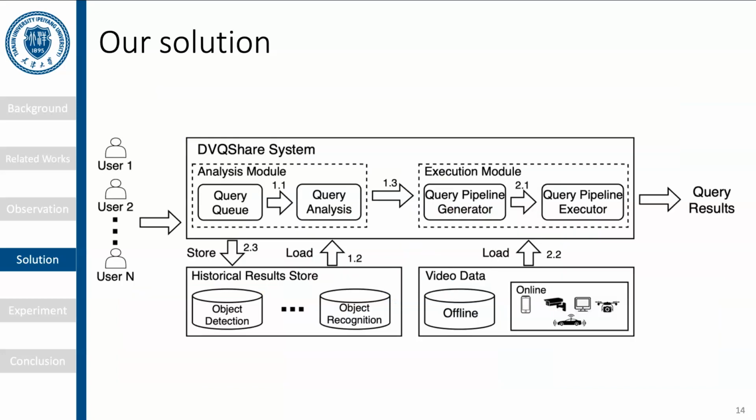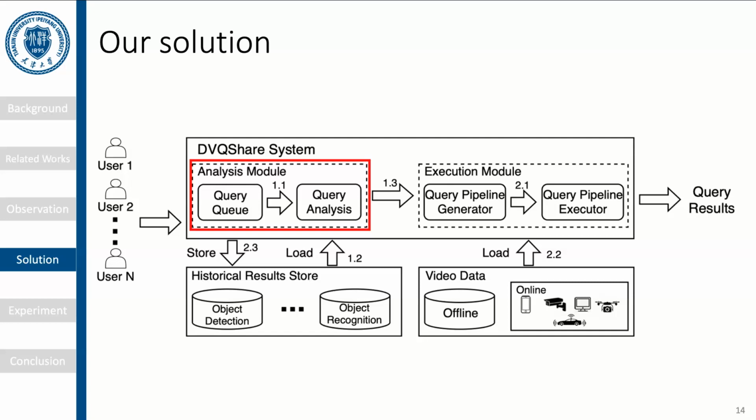The proposed DVQShare system is composed of two main components. Queries received are processed in a batch manner. In the analysis module, a query queue is responsible for receiving query requests from users. The query analysis submodule is used to process the query pipeline configuration according to the sharing relationships.